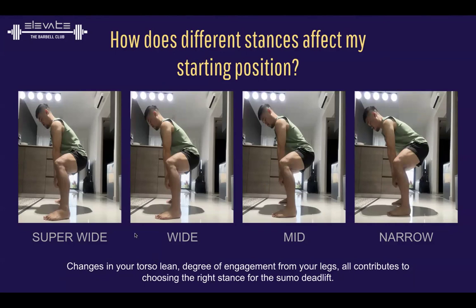Okay, as I mentioned, the main difference is your torso lean. And not just the torso lean, it also affects the leg drive. So this all contributes to a difference in what stance I should adopt. For example, if I'm in a much narrower stance when I initiate the pull, I might not be able to feel all the leg drive that I can get.